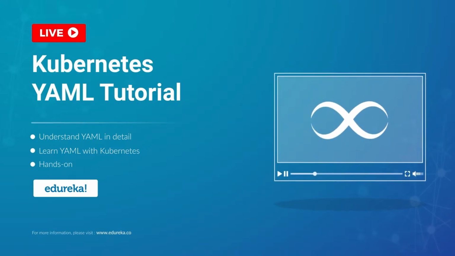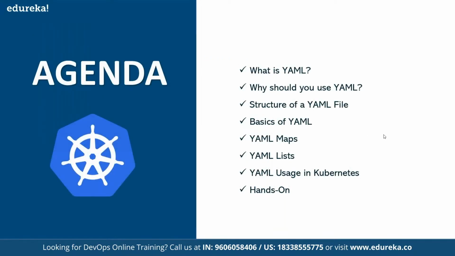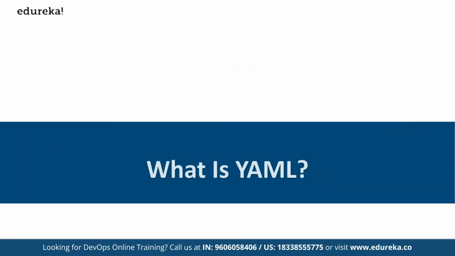Now, as we progress in today's learning session, this is the agenda. We'll understand what YAML is and why you should use YAML. Then we'll look into the structure of a YAML file. What are the basics of a YAML file? Then we learn about YAML maps, YAML lists, and YAML's usage in Kubernetes. And I'll try to show you in a hands-on manner how it actually looks. We'll learn all these concepts of YAML in a hands-on manner so that you'll get a better idea and better understanding of this YAML file format. So let's get started with today's agenda.